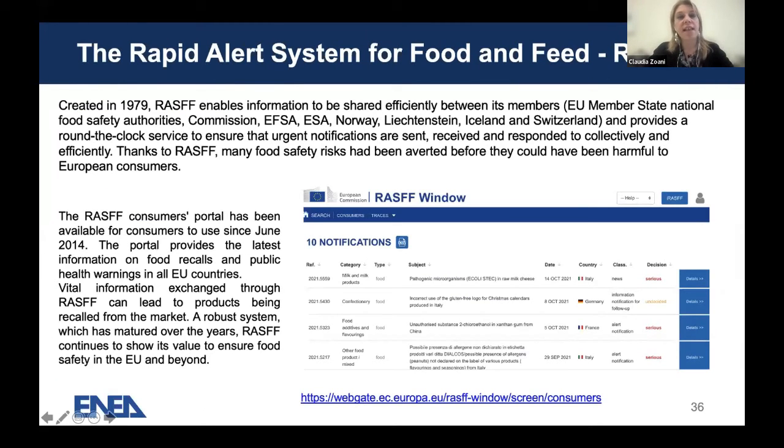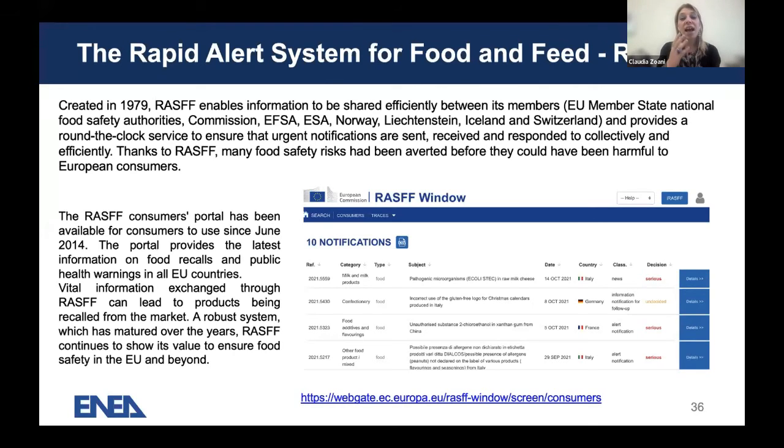Okay, moving to the next step. Another very important supportive tool for food safety and consumer protection is the Rapid Alert System for Food and Feed. It was created in 1979 for enabling information to be shared efficiently between the member states, the national authorities, EFSA, etc., and provide a continuous service for ensuring that urgent notifications are sent, received, and responded to efficiently and collectively.